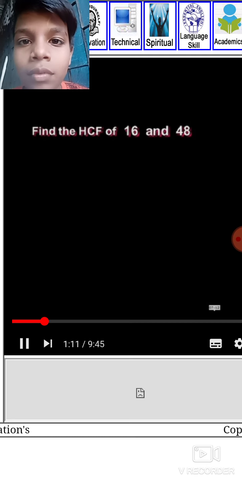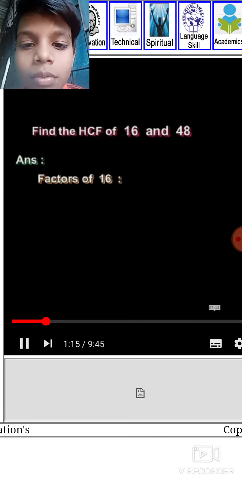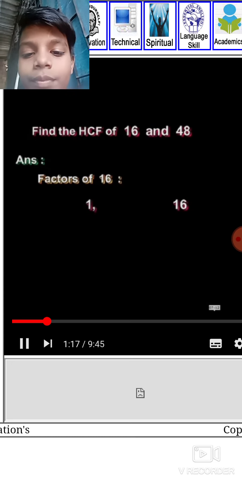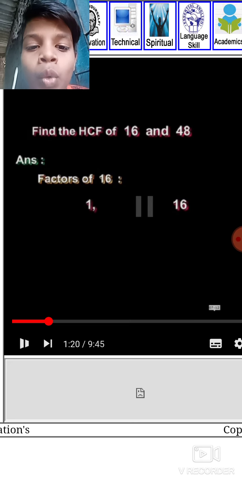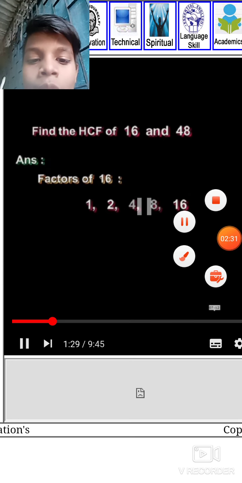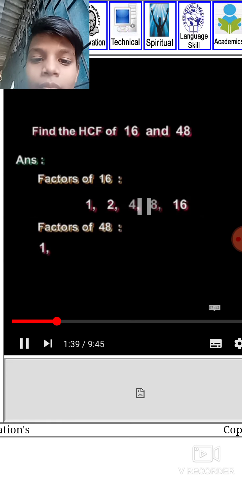So first we'll find out the factors of 16. 1 into 16, that is 1 and 16. 2 and 8. 4 and 4, so we'll write down 4 only once. So the factors are 1, 2, 4, 8, 16.